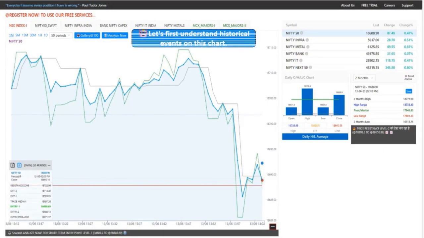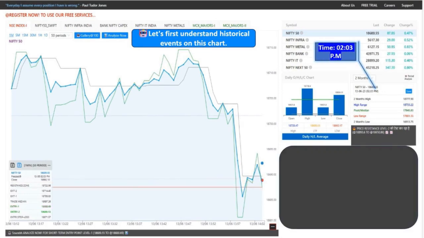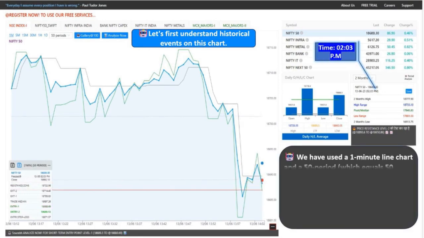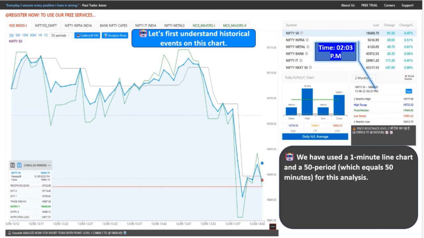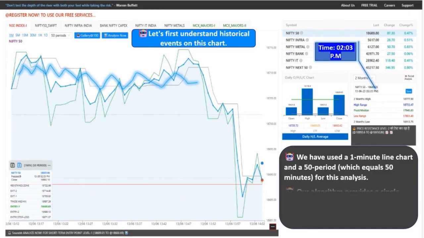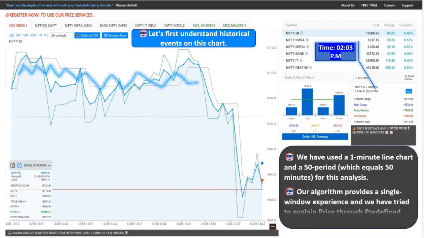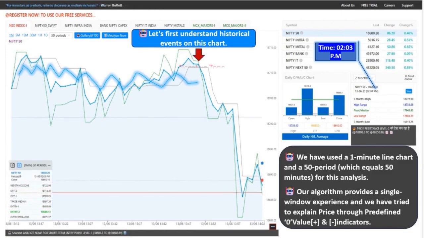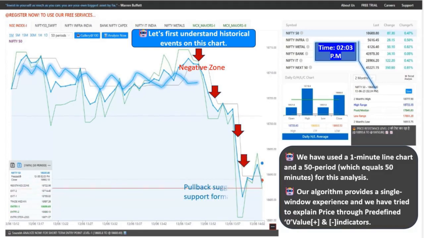Let's first understand historical events on this chart. As we can see, Nifty attempts to maintain its high levels, but here, the zero-value minus gray line shows strong resistance, and the trend reverses approximately 20 minutes later as the zero-value plus green line comes below the zero-value minus line, indicating a negative trend. The price forms a low of 18,685 from the 18,715 level. However, the price attempts to test the support level, as seen on the chart.